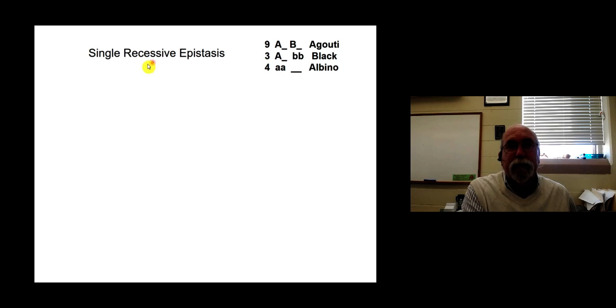If you have the recessive condition, that's why it's called single recessive, if you're in the recessive condition at that locus, it just turns off color. It doesn't matter what the other locus is trying to do. But if you have a big A, then you look over here and say, okay, at the B locus, what have I got?